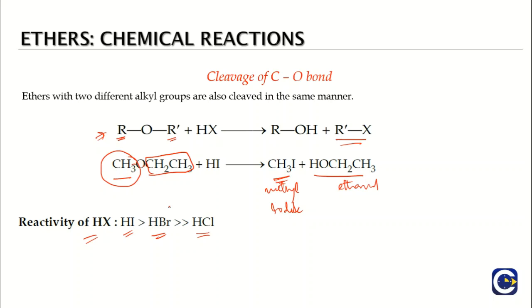This is actually based on the nucleophilicity. The greater the nucleophilicity of the halide ion, the more reactive is the halogen acid. Iodide ion is more nucleophilic than bromide ion, which is more nucleophilic than chloride ion. So the iodide ion being the more nucleophilic, that's why it is more reactive in this particular reaction.